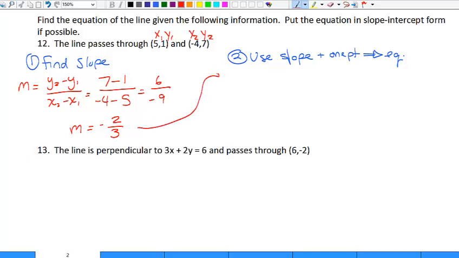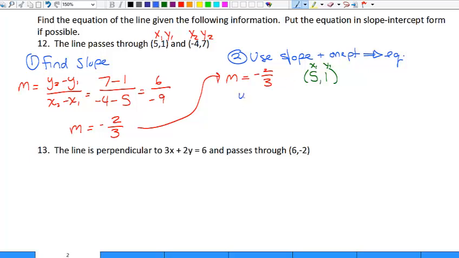Now I did all of that so that I could use that slope negative 2/3 and one of the points. Well, which point do you want to use? It doesn't really matter to me. Whichever point you like better. Often students like the one that doesn't have any negatives, which is fine. So I'm going to use 5, 1. So then I'm going to use the point slope form.